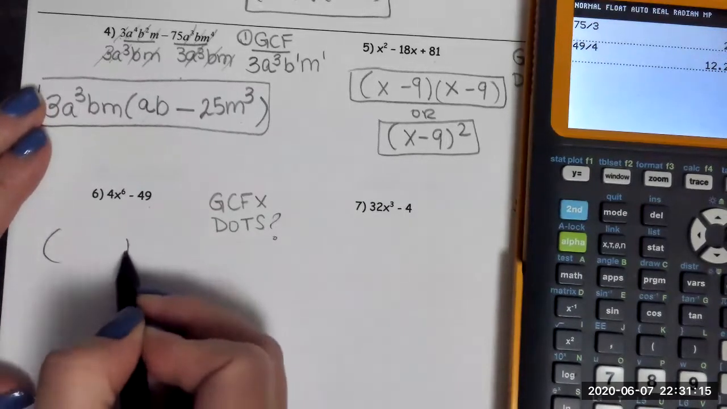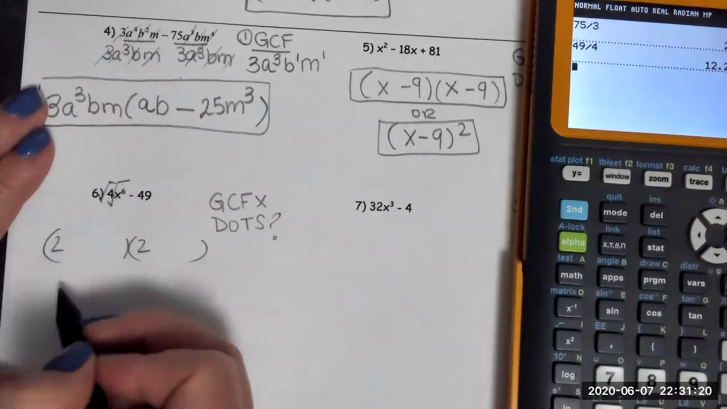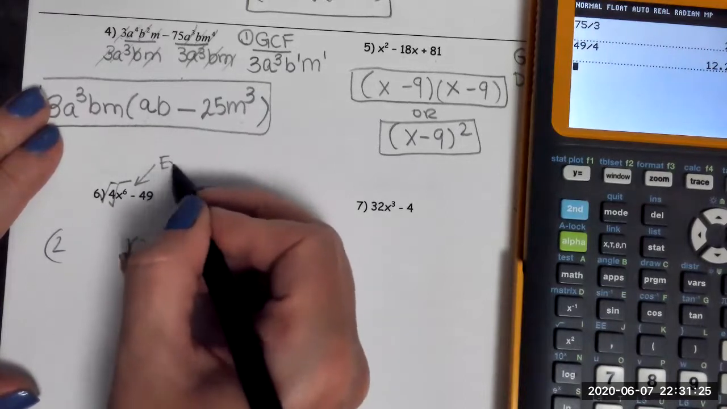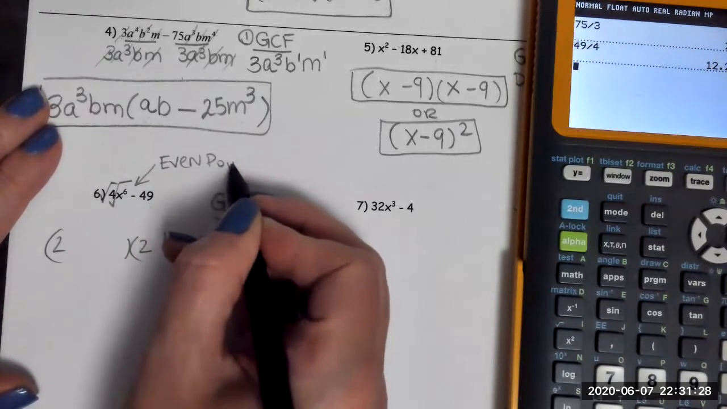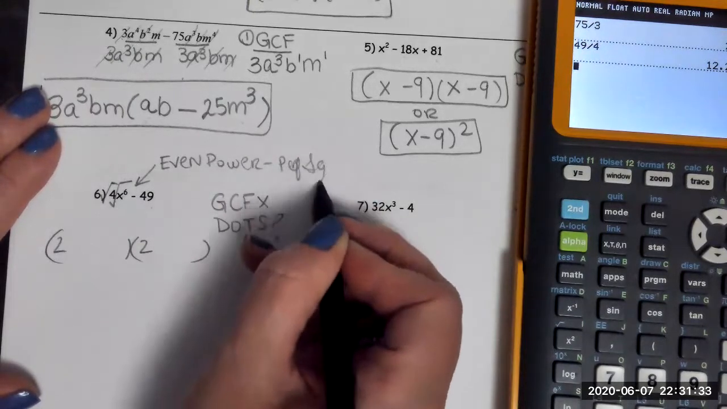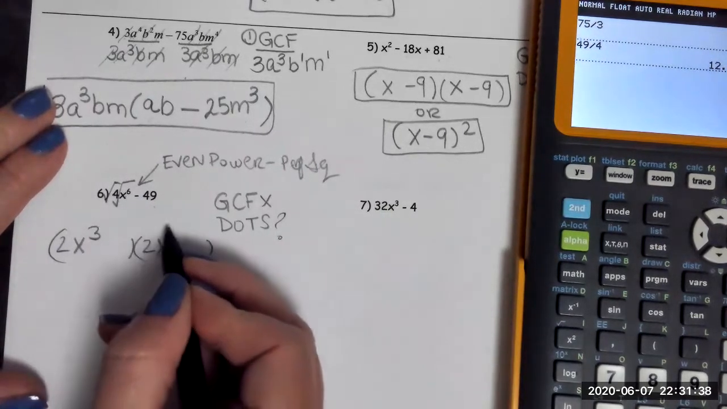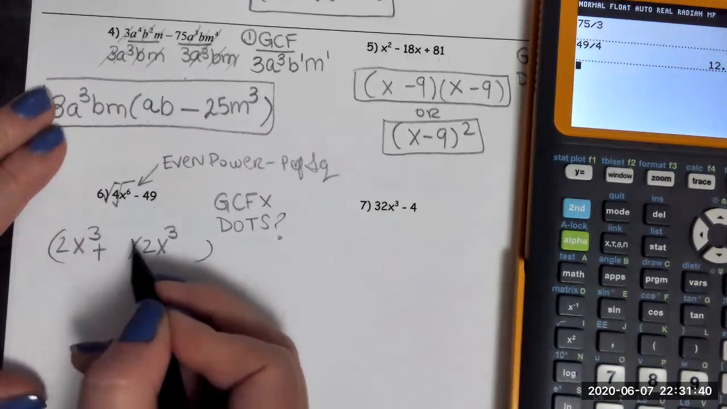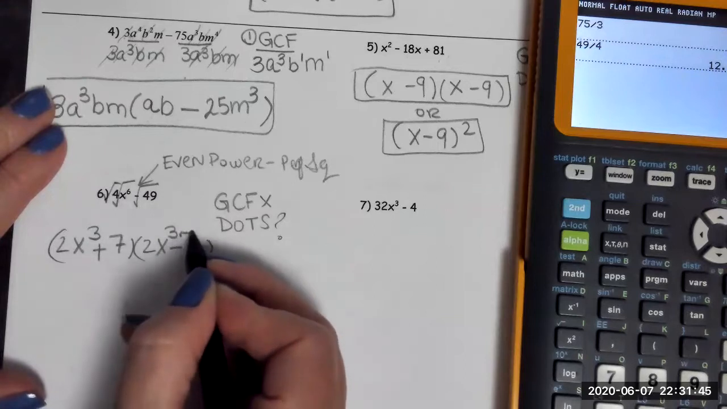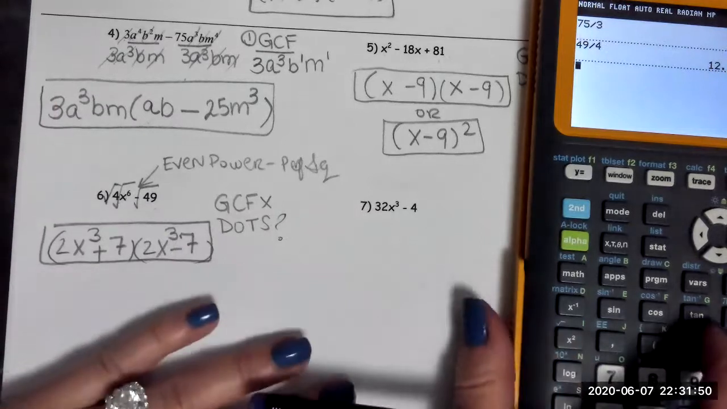Square root of 4 is 2. Square root of x to the 6, because it is an even power, that means it is a perfect square. Let's write that down. Even power, perfect square. And you remember how to square root it. You're going to take that power and cut it in half. x cubed, x cubed. One gets a plus, one gets a minus, and finally the square root of 49 is 7 and 7. And that is your answer on that one.